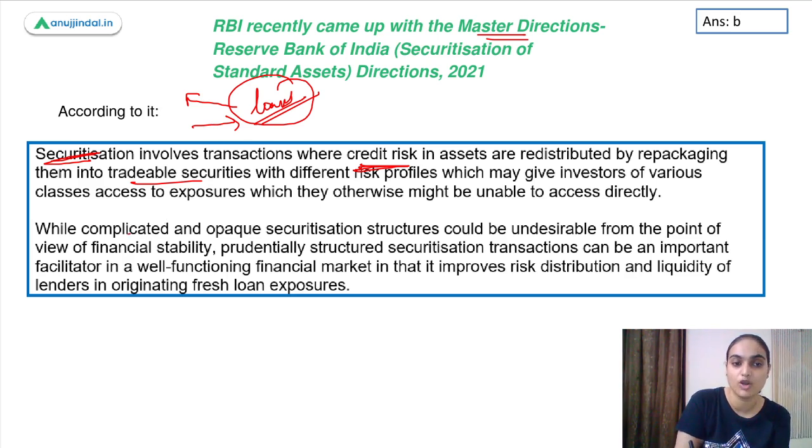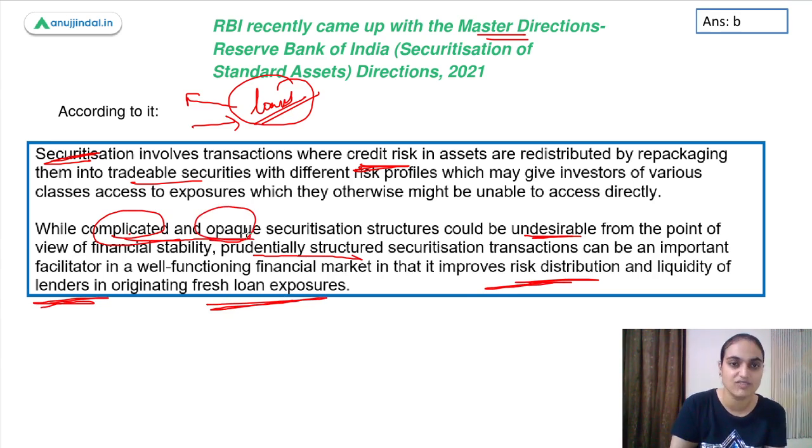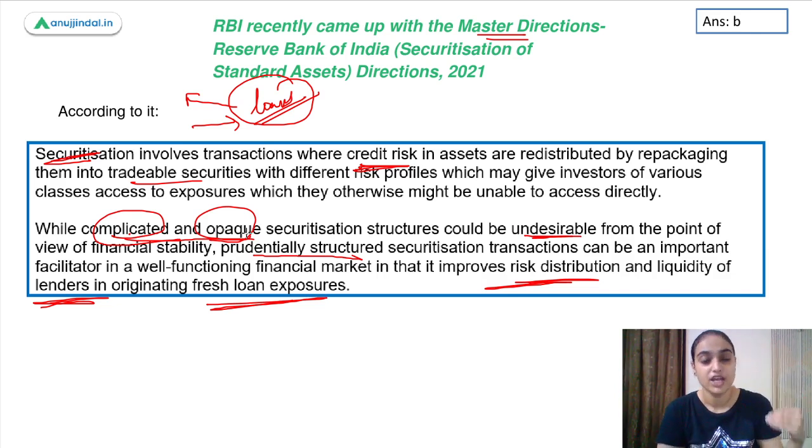While complicated and opaque securitization structures can be undesirable, if they are prudentially structured, then they can be really very helpful. They will improve risk distribution and enhance the liquidity of lenders in originating fresh loan exposures. So, agar aapke complicated, opaque se securitization structures aap bana rahe ho, to obviously wo undesirable hai. Lekin agar unhe properly structure kiya ja raha hai, achche se securities aap इशू कर रहे हो, प्रॉपर रेटिंग है, सब प्रॉपर प्रोसीजर आपने फॉलो किया है, तो उससे लिक्विडिटी भी आएगी और प्रॉपरली आपकी रिस्क भी डिस्ट्रीब्यूट हो जाएगी ओवरऑल.